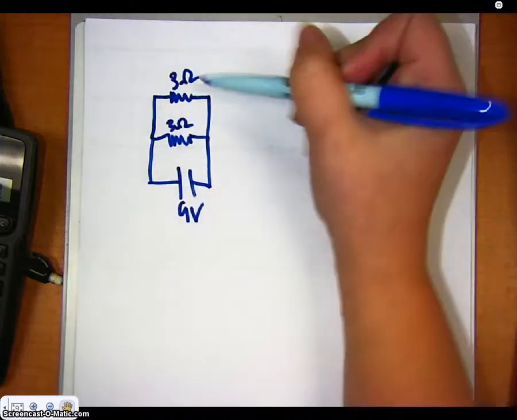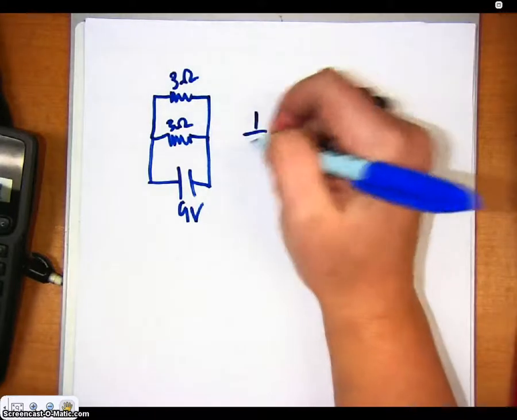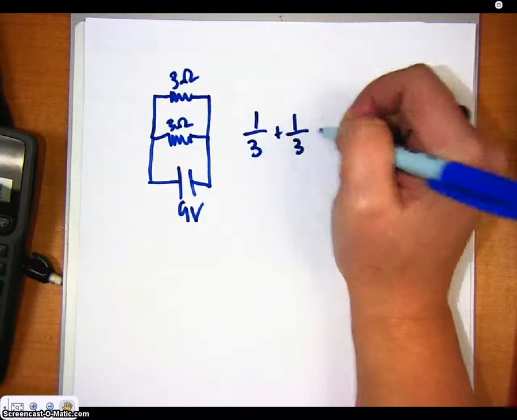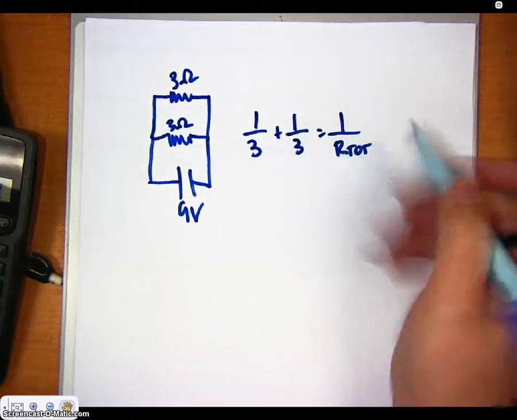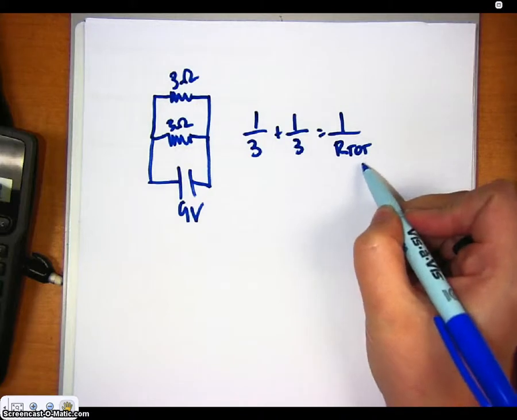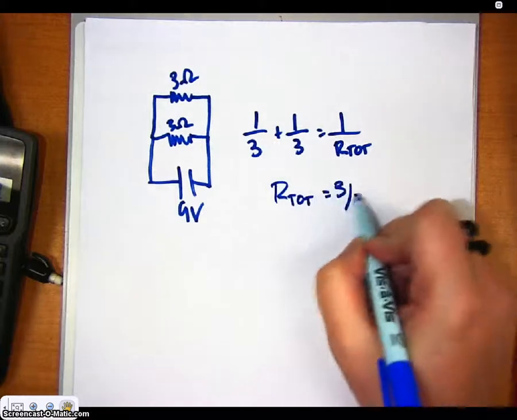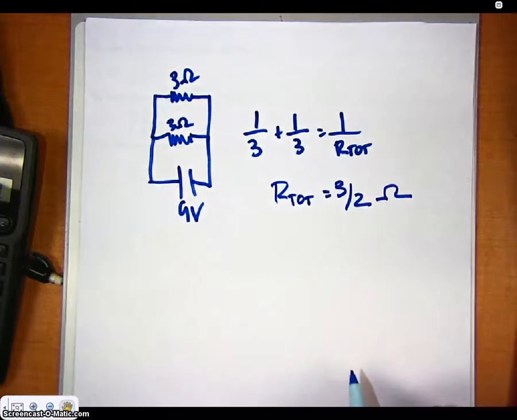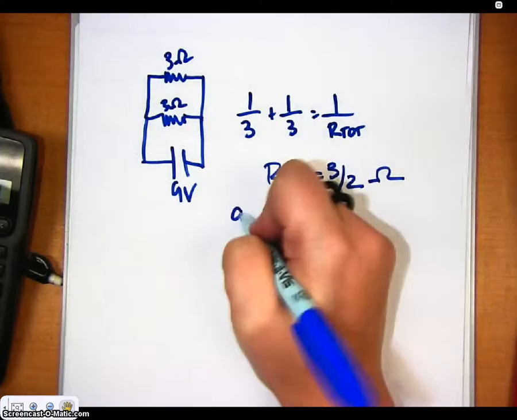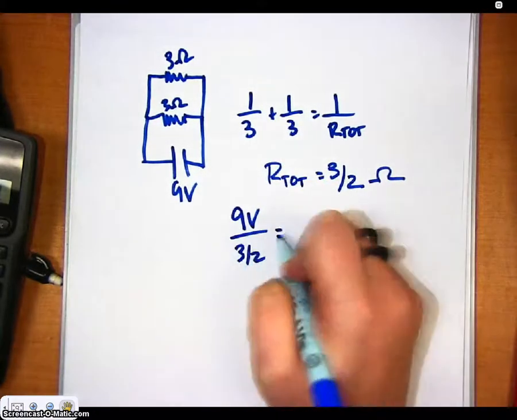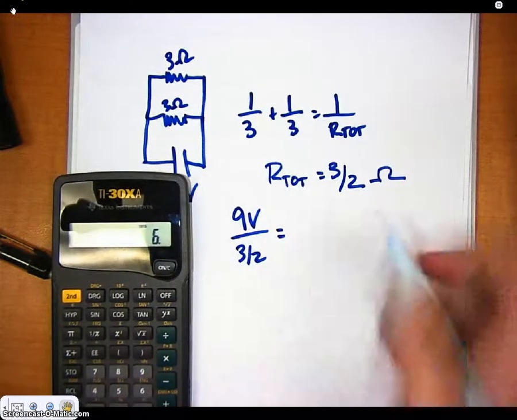So in order to figure out the total resistance here, I'm going to take 1 over 3 plus 1 over 3 equals 1 over R total, right? So 1/3 plus 1/3 is 2/3, and then we have to flip that upside down because we're going to take the reciprocal of it. So the total resistance would be 3/2 ohm. Okay, so then let's figure out the current. So 9 volts divided by 3/2 equals, so 9 divided by 1.5 gives me 6 amps.